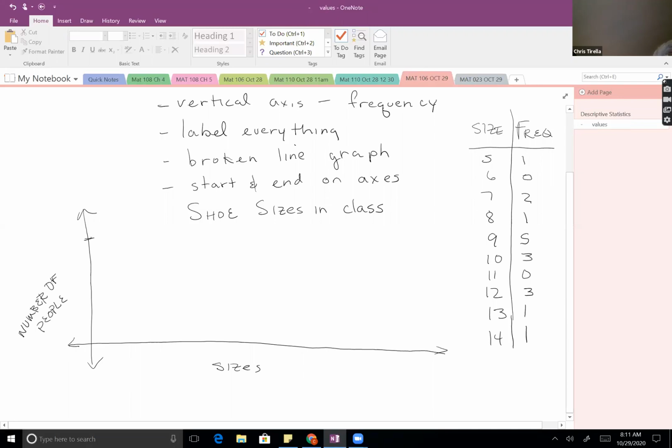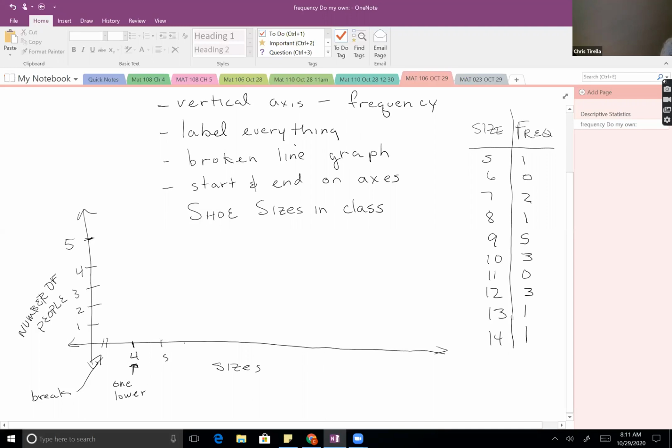We're going to count up from 0, and the highest we need is 5. Now, I'm not going to count all the way up from 0, so again, I'm going to put a break in my axis. And again, that's only there because I'm lazy and I don't want to count all the way up from 0. Since my lowest value is 5, and I have to start on the axis, my first is going to be 1 lower than the lowest value.